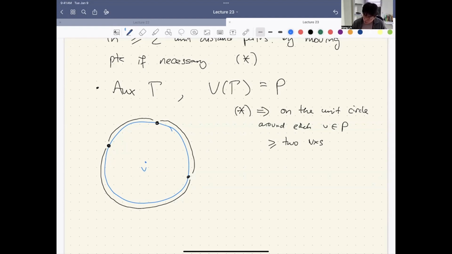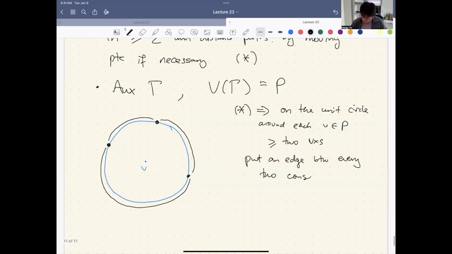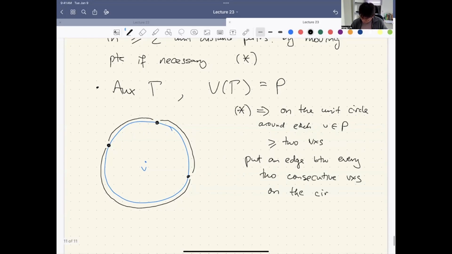Now, what we do is you put an edge between every 2 consecutive vertices on the circle. We do that for every unit circle around every vertex.